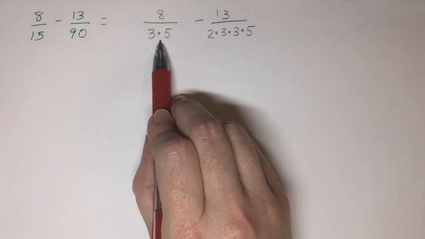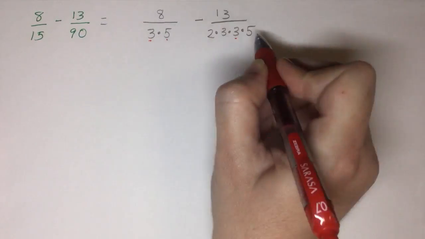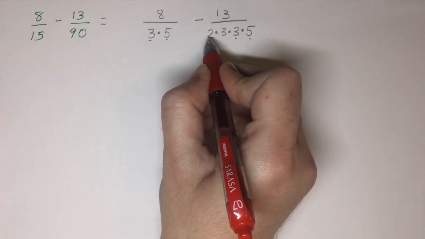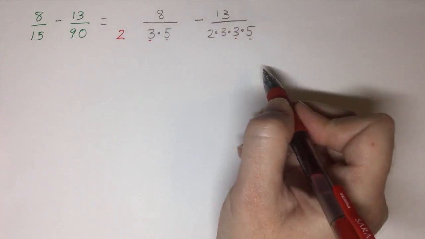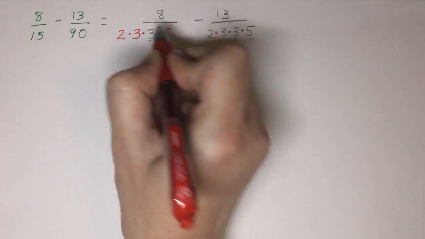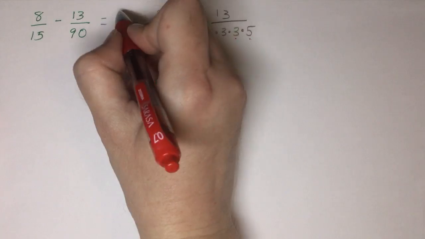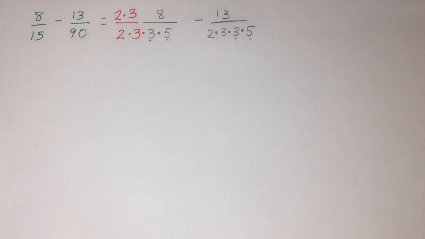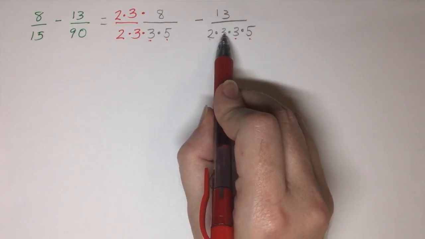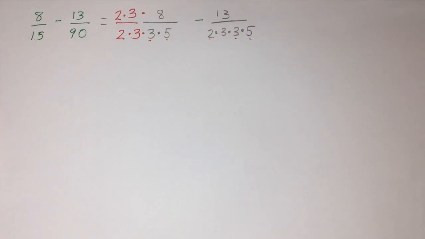This one's missing a 2 and a 3. See the 3, 3, 5, 5. This 2 I don't have here. I need to put it in. This 3 I don't have here. I need to put it in. I've multiplied by 6 on the denominator. To avoid changing the fraction so that I'm writing an equivalent fraction, I need to multiply by the exact same thing on the numerator. Over here, 2, 3, 3, 5. 2, 3, 3, 5. I now have like terms.